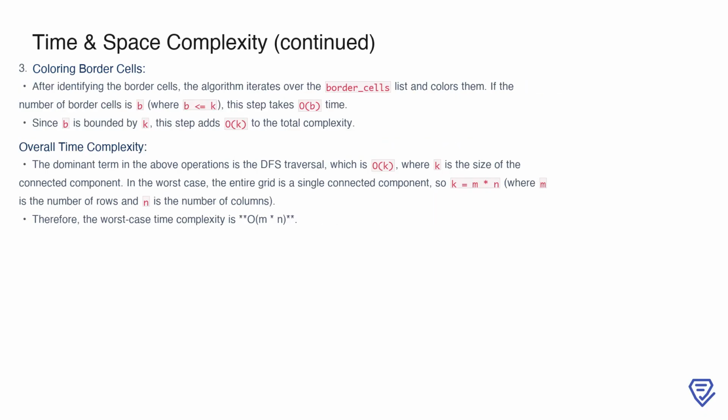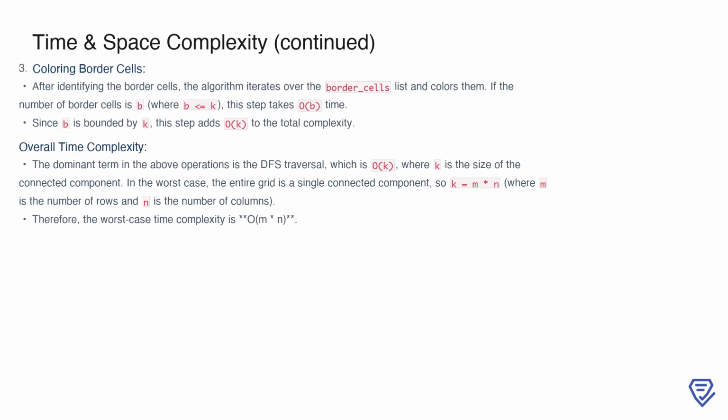Now, focusing on coloring the border cells, the algorithm processes each cell in the list of border cells and applies the specified new color. Let's denote the number of border cells as B. Since the border cells are a subset of the connected component, B is always less than or equal to k. Iterating over this list and modifying the color of each border cell takes O(B) time, which is at most O(k). Combining all these operations, the dominant term in the time complexity is the DFS traversal, which is O(k).